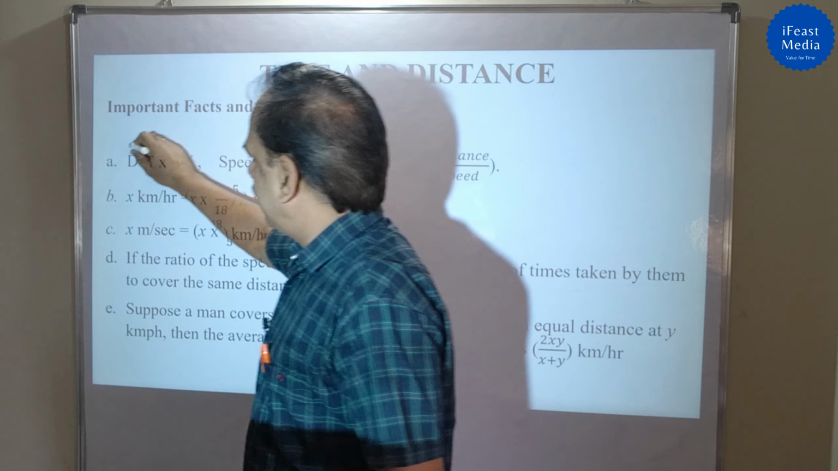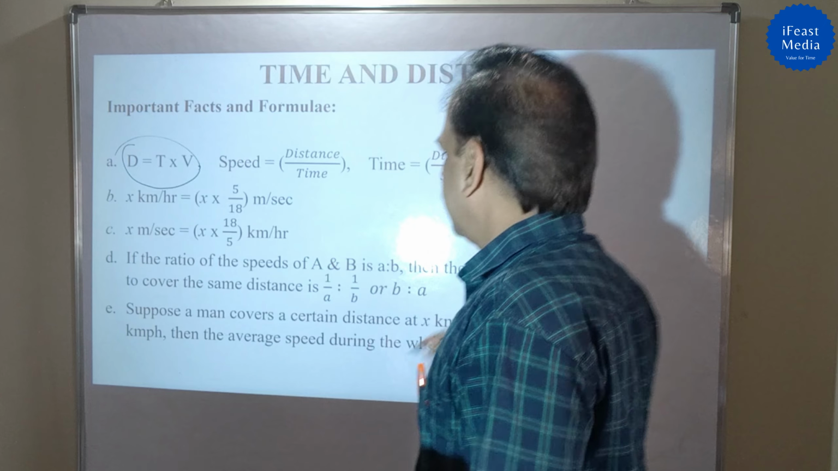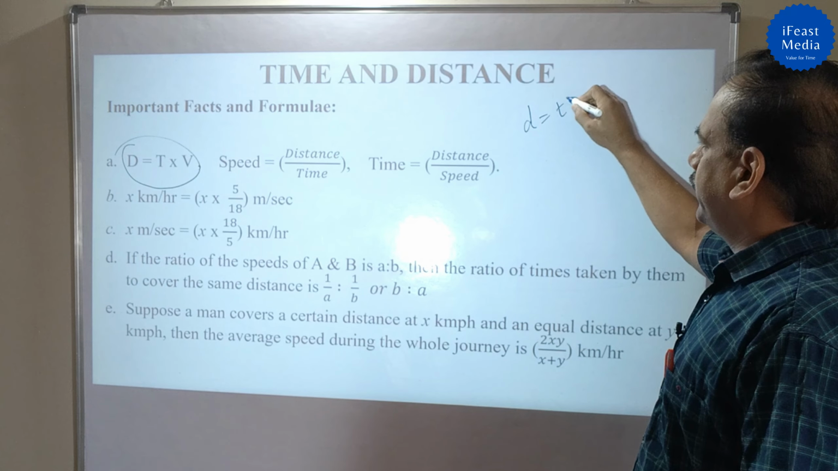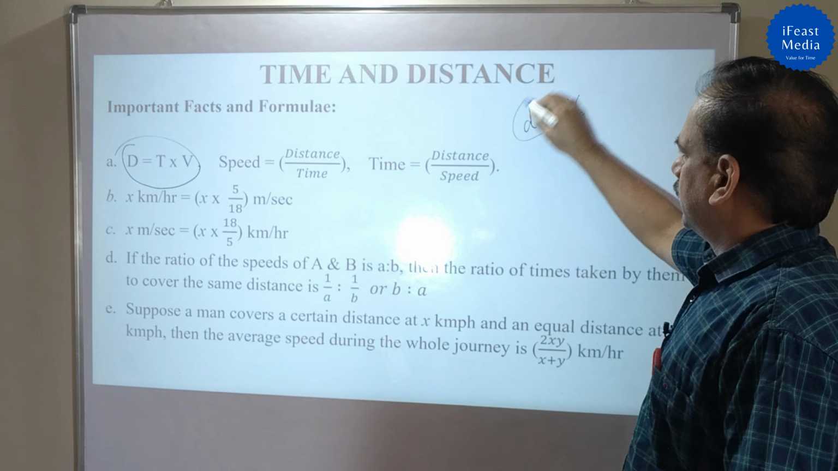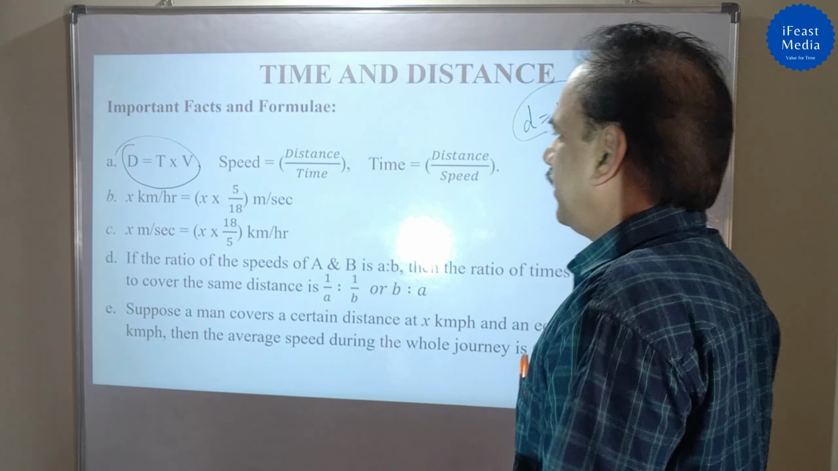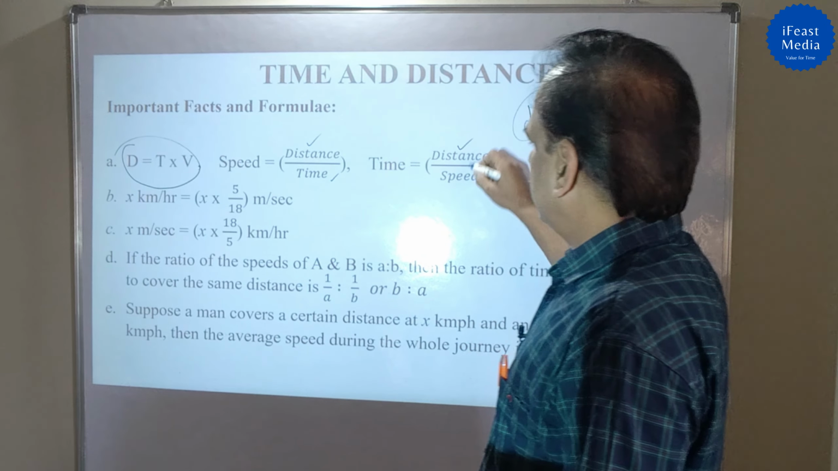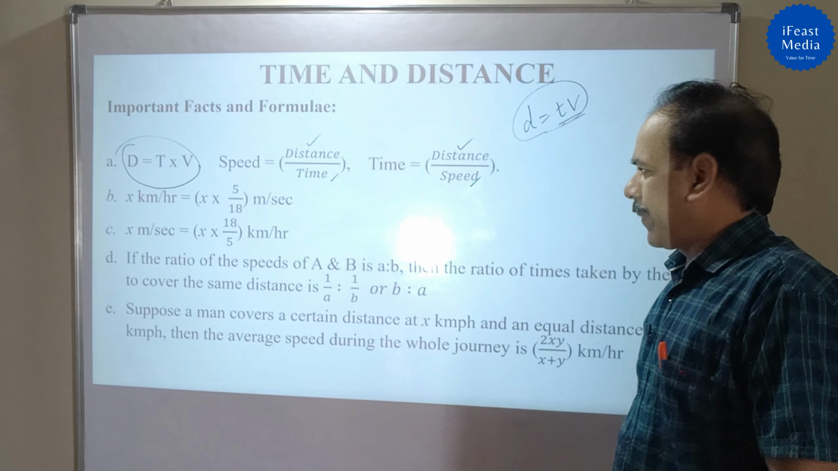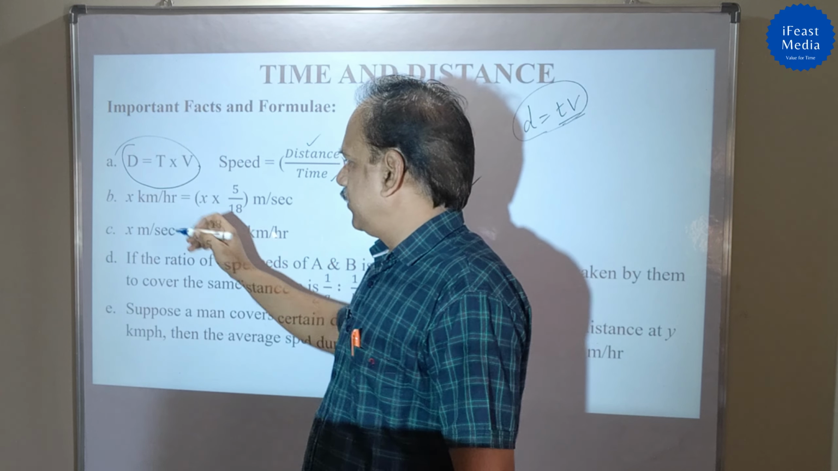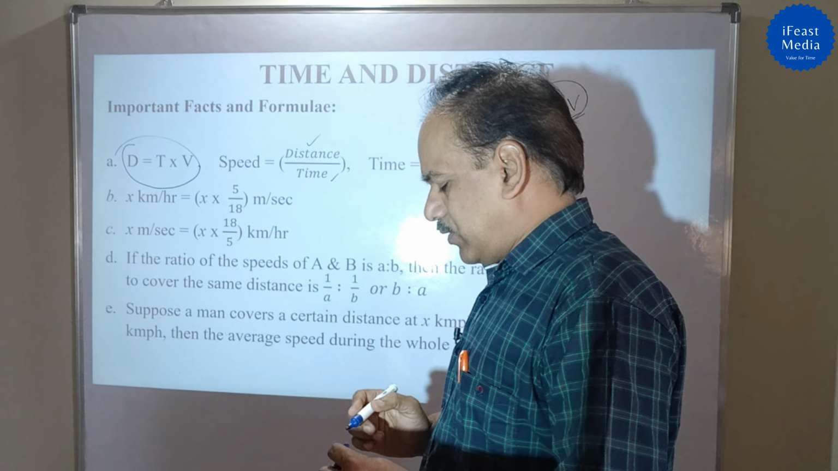We have only one formula. Distance is equal to time into speed. D equal to TV. You remember TV, right? D equal to TV is the only formula. From this, you can write speed equal to distance by time, or time equal to distance by speed also you can write.